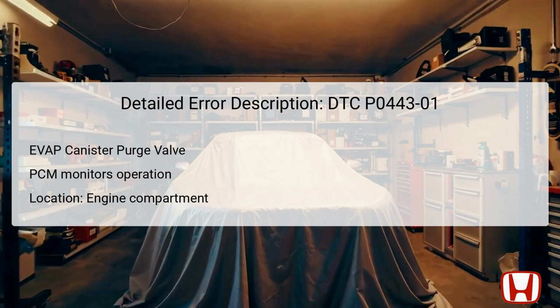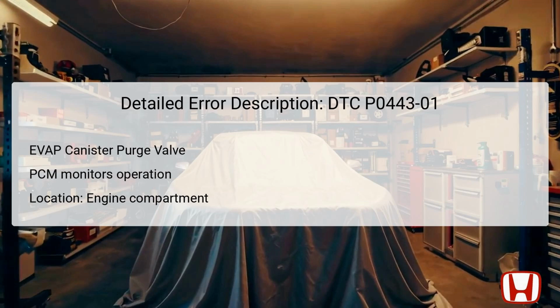The DTC P0443-01 refers to a malfunction within the evaporative emissions control system, particularly the evap canister purge valve. This component is vital as it regulates the flow of fuel vapor from the evap canister to the engine during specific operating conditions. The PCM, or Powertrain Control Module, is responsible for monitoring the valve's operation and assessing whether the signal it receives matches the intended output.